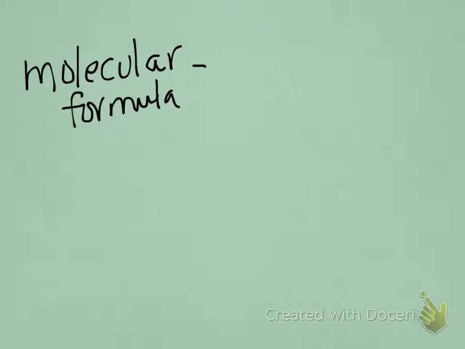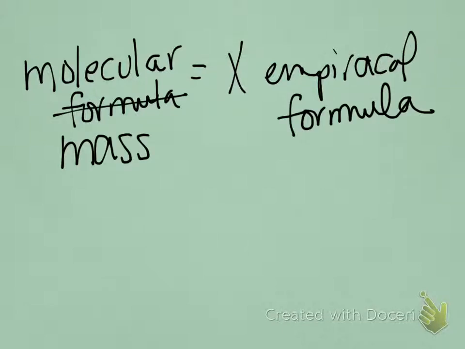So, to make it as simple as possible, the molecular formula equals x times the empirical formula. The molecular mass is also equal to x times the empirical formula mass. Okay? Or we could just say the molecular formula mass. Now, these are numbers that we can get readily. We have ways of getting this information. We can figure out what the molecular formula mass is or the empirical formula mass.